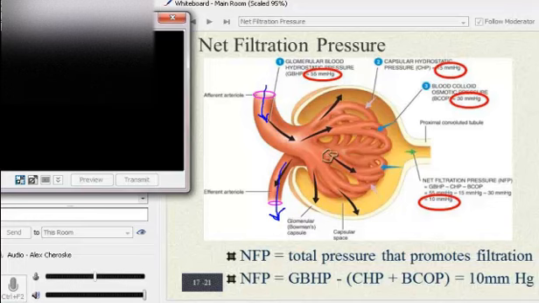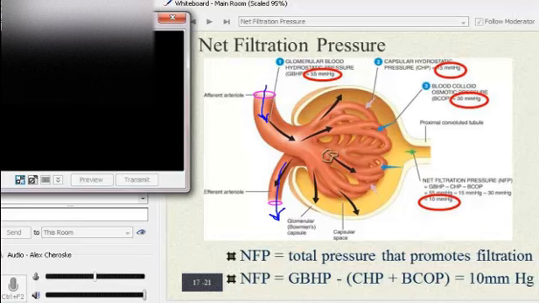It's so forceful going out that there's not a chance for anything to be pulled back in due to osmotic pressure or whatever. There is osmotic pressure there, but like we said, there's such a higher force pushing out that it always wins, and we always filter here at the glomerular capillaries.